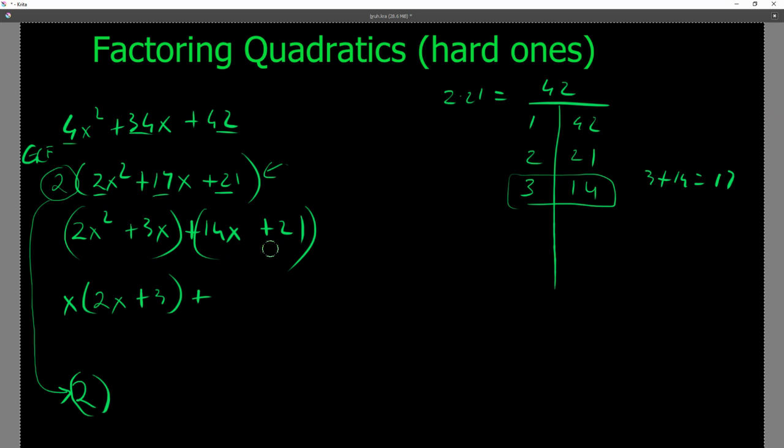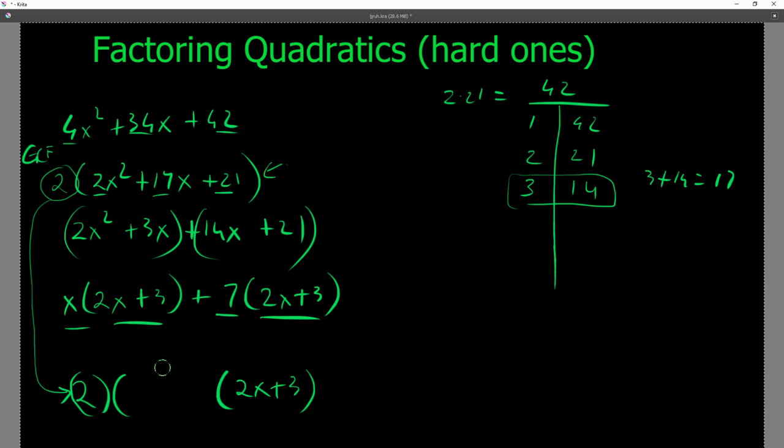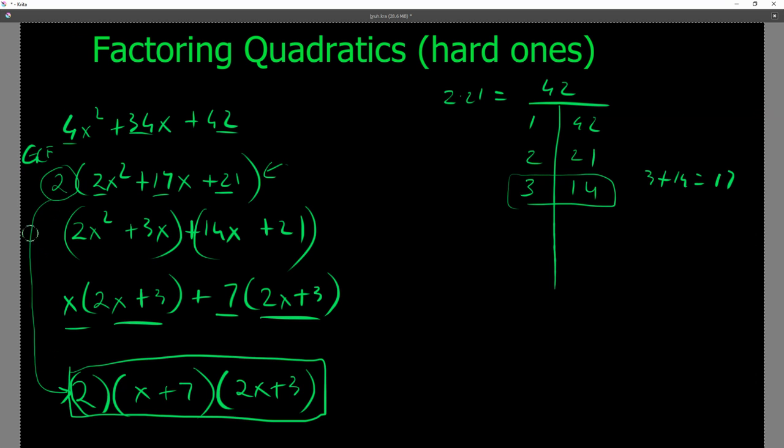And I can take out a 7 from both of these. So I have 2x plus 3 left. So that's what I want, right? So that's one factor, 2x plus 3. And the other factor is the x and the plus 7. So x plus 7. Remember that 2 needs to be in there. 2 is part of it. The 2 that we took out in the beginning is part of that. Don't lose that 2.